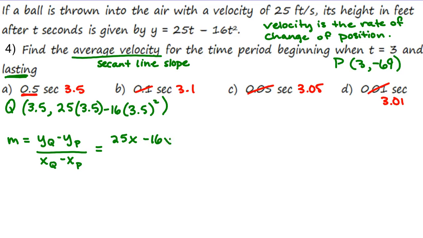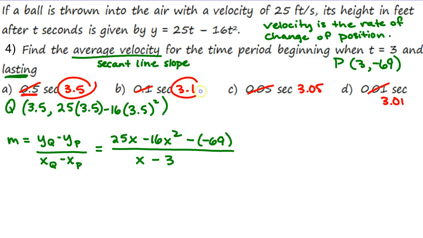25x minus 16x squared. That's the y-coordinate for point Q, minus negative 69. That's the y-coordinate for point P, over the x-coordinate for point Q, we're just calling that x, and then minus the x-coordinate for point P, which is 3. So you see, this is very similar to how we did problem number 1, as long as we adjust all of these x values and we add 3 to them, and we use 3.5, 3.1, 3.05, and 3.01. And of course, you can write this part as plus 69 instead of minus negative 69. So that's going to go into our calculators.